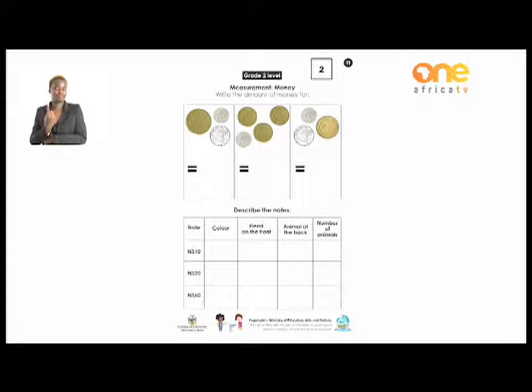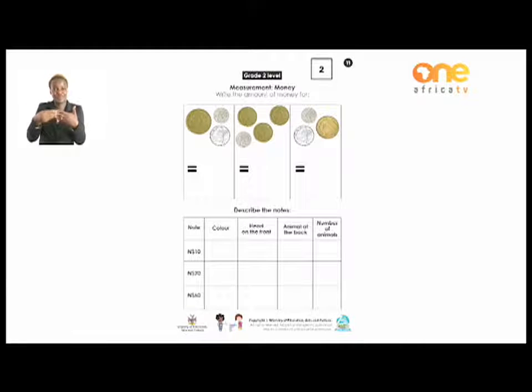Now the third one, I would like for you to do on your own. And remember, when you are dealing with money, ask mommy and daddy to give you some coins to play with, all right? Okay. Now let's quickly look at the column at the bottom about describing the notes.